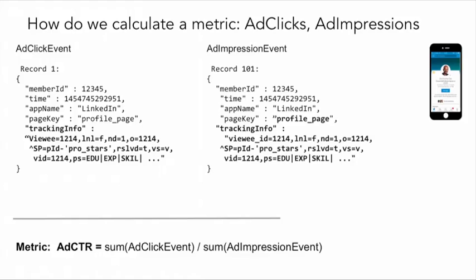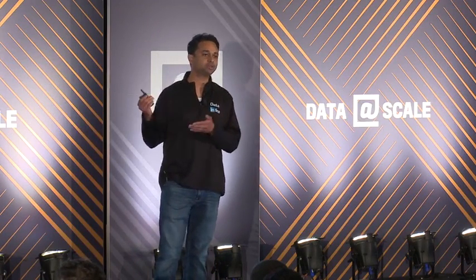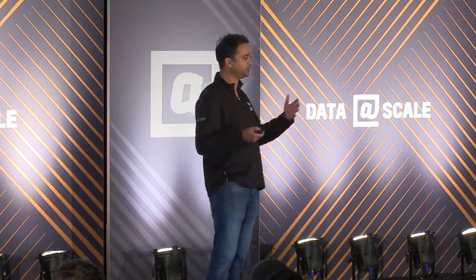So going back to our example of the ad CTR drop that I started with. This is roughly what the click event and the impression event would look like. So an ad impression event is generated every time you see an ad. When you click on it, we would generate an ad click event, and computing the CTR is just a matter of summing up those metrics for whatever time window you're interested in, and it's a simple ratio.